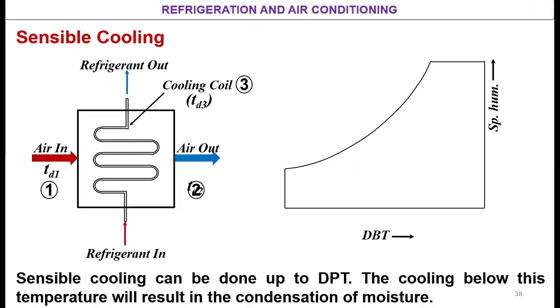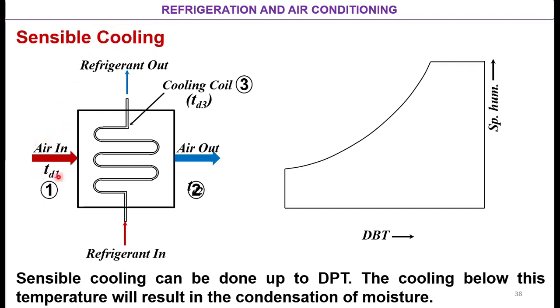Now, exactly opposite of this one, sensible cooling. The same duct is taken into consideration here. The arrow at the inlet is shown in red, and the arrow at the outlet is shown in blue. Red represents the hot air and blue represents the cold air, because our purpose here is to cool the air, isn't it?